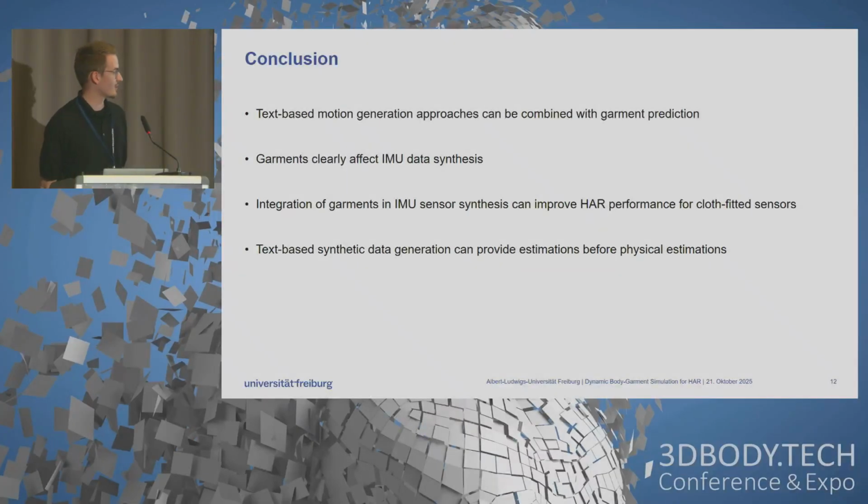To summarize, we showed that the text-based motion generation approach can be combined with garment prediction. And if we then have a look at the IMU synthesis, we see that it was clearly affected if we use the garments compared to the body-mounted positions. It can be used to provide estimations before physical implementation.